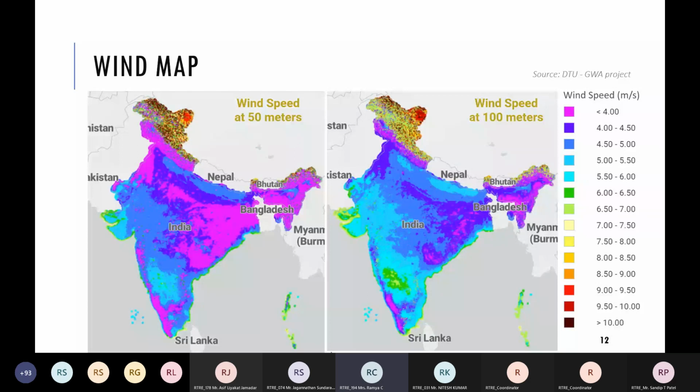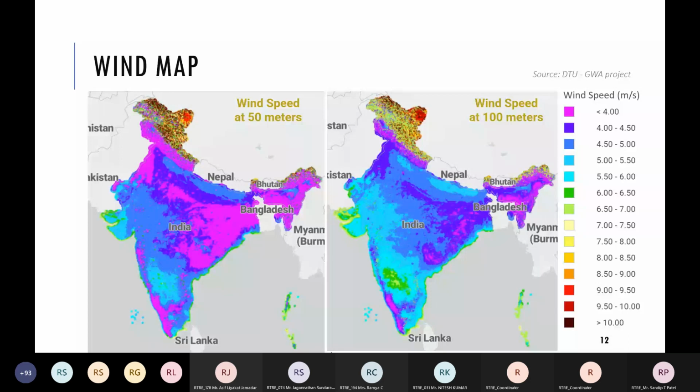Here you can see data at different heights. There are two maps. The first shows wind speed at 50-meter height, and the second map shows wind speed at 100-meter height. One observation you can make is that the whole coastal area has fairly good wind speed. There are a few locations in Karnataka and Rajasthan, including Kutch, where the wind speeds are high. You can find many wind farms there where horizontal axis wind turbines have been installed.